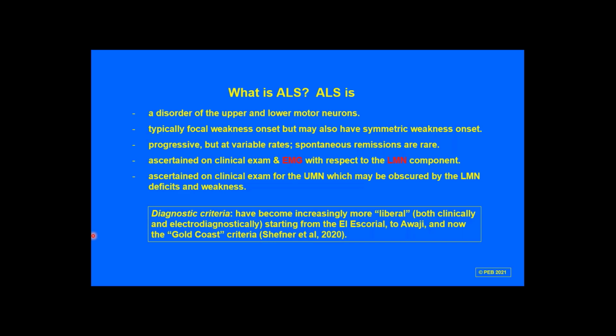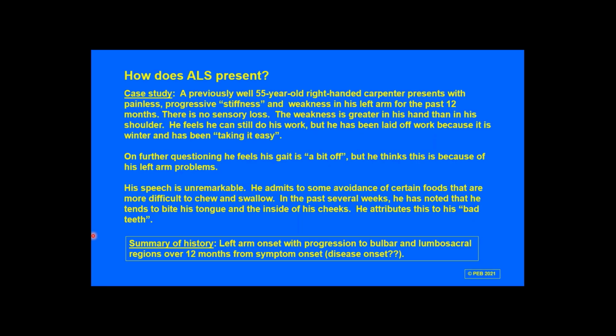And now the more recent Gold Coast criteria, which can be seen in the reference by Shefner et al. So you can think of it as about every 10 years there's a reshaping of the consensus criteria. So how does ALS present?